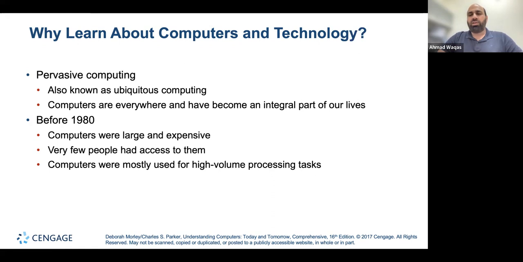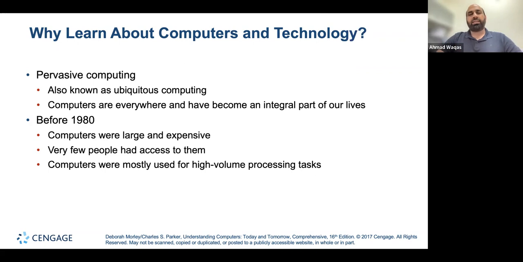We are living in the world of computers, right? Computers are around us everywhere, and we can use them anytime. This terminology is called pervasive computing, meaning computers are everywhere, and we can use them 24/7, anytime. So computers are everywhere and have become an integral part of our lives.